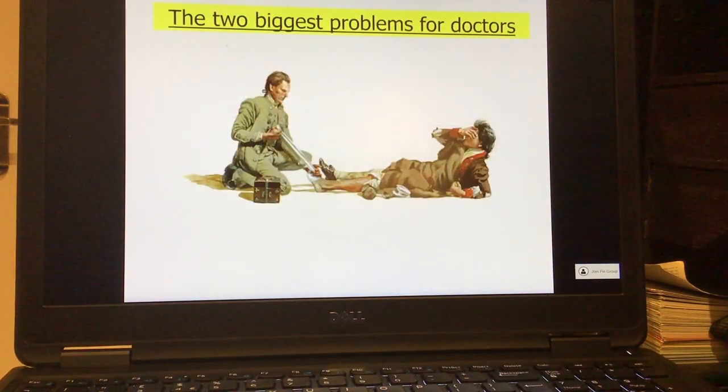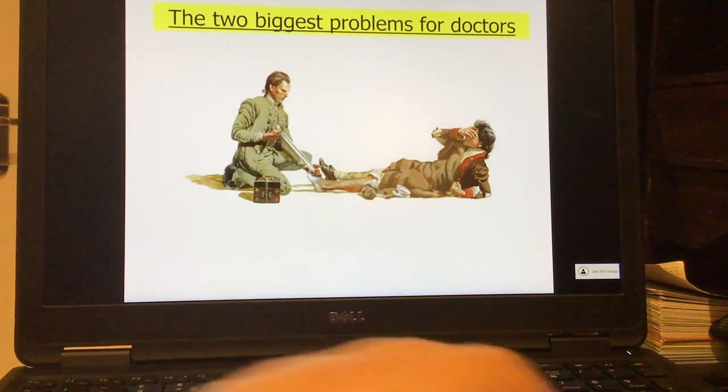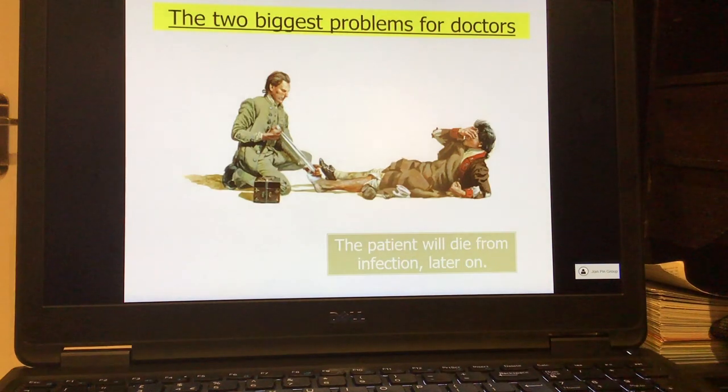Obviously, still, we've got two problems for doctors. And we're around the 1850s, 60s, exactly the same time as Pasteur and Koch were working, 50s to 70s. Simpson working a little bit earlier. But we've got two big problems. The first problem doctors still have is that of infection.